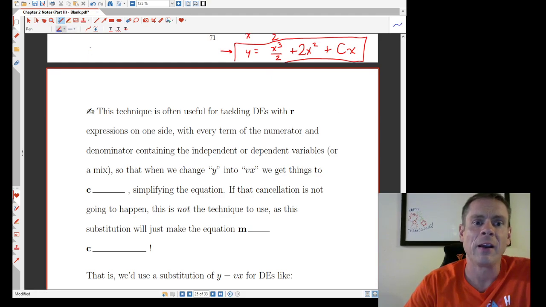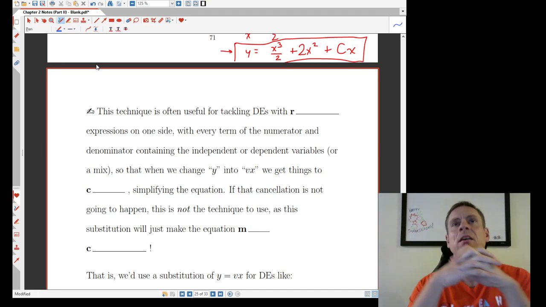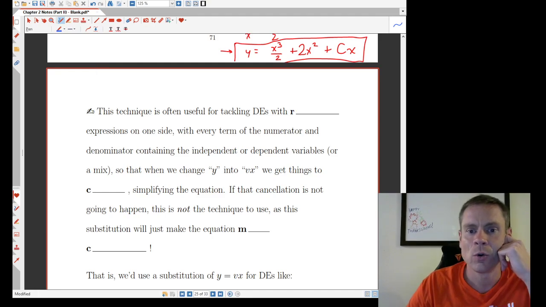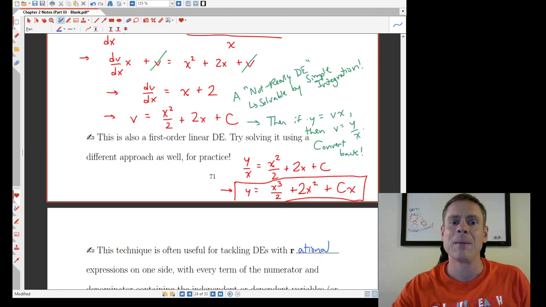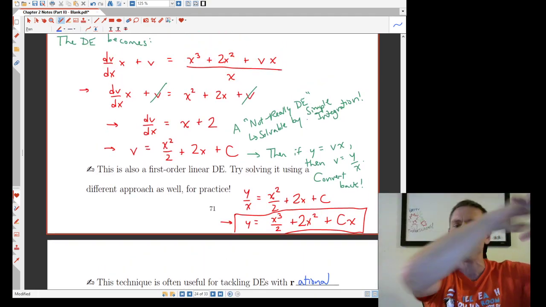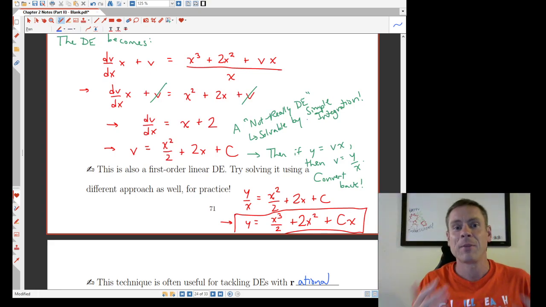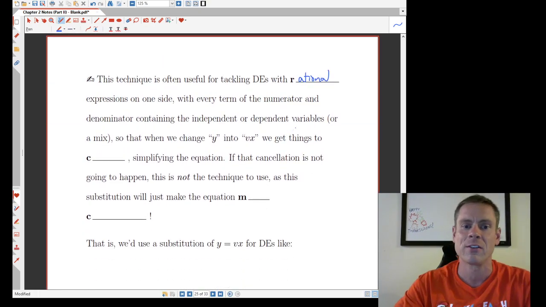So generally speaking, when we're changing these y's into v's times x's, it's really useful for tackling differential equations with certain rational expressions on one side. And the reason for that is oftentimes you'll get something like what happened in this last example, right? I changed a y into a vx, and now I have x's that are common to all of the different terms on top and bottom. So I can divide it out and get to something simpler. That sometimes happens when you see these rational sorts of expressions.